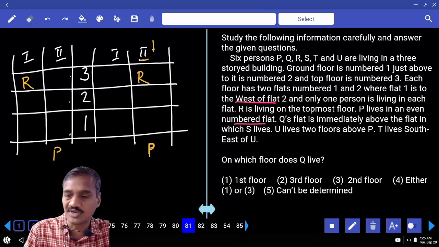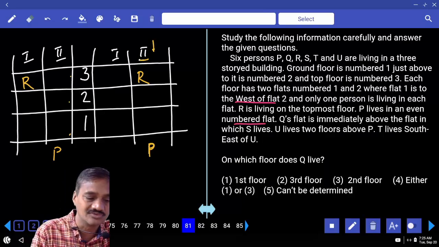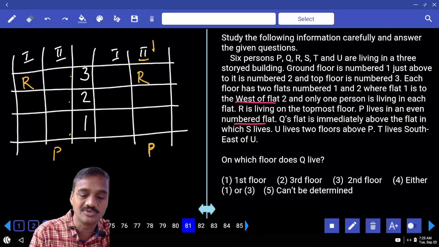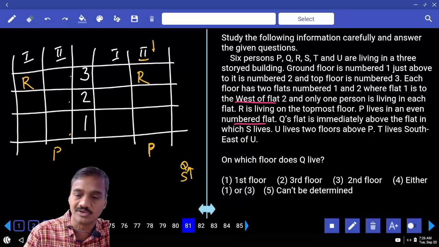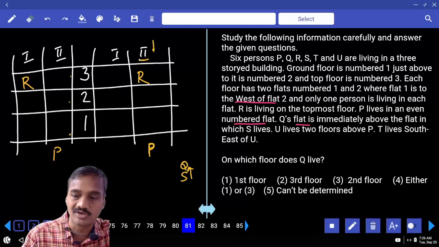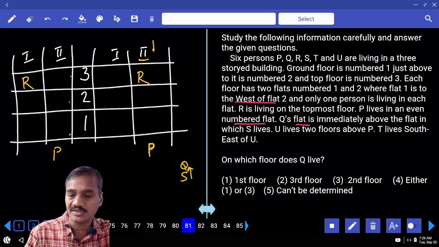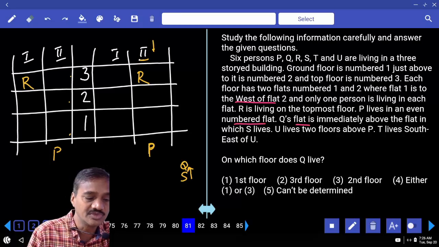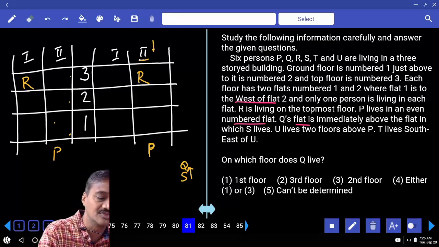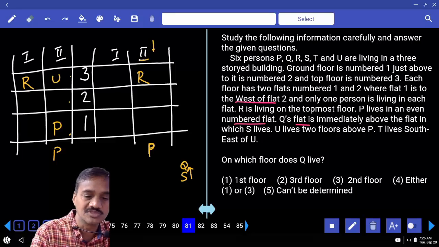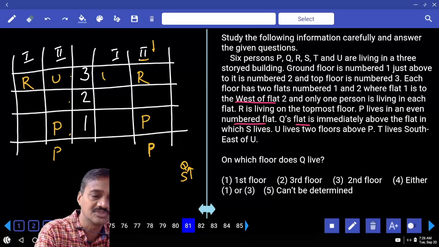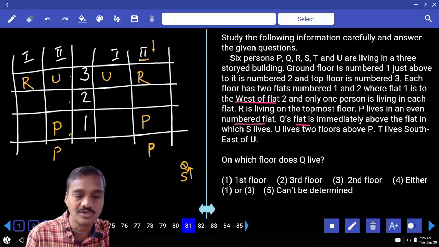And next one, Q's flat is immediately above the flat on which S lives. Q's flat is immediately above this S flat, hence Q and S must be living on the same flat. Here it is not floor, it is flat. That means Q and S must be together. And U lives 2 floors above P. Now where should this be? P must be here, U is here. P is here, 1, 2, U must be here. Does it fit or not?